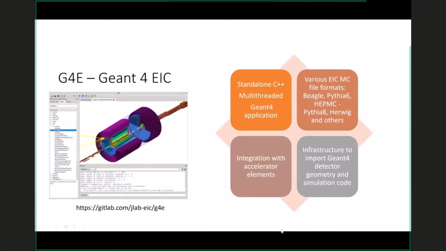So g4e stands for Geant4 for EIC. I already told it. It's a standalone C++ Geant4 application. So if you're familiar with Geant4 extended examples, if you are a Geant4 expert, it should be easy for you to navigate inside this g4e. It can open various common EIC Monte Carlo files like HepMC, Pythia, Herwig, BeAGLE, and others. It also has an integration with importing accelerator elements, so now it has two beamlines, JLEIC and eRHIC. And it has some internal infrastructure, so it's easier for you to import detectors and geometry elements and do some sort of operations that you need to do for the Yellow Report detector studies. If you would like to go to its site, it's on the bottom, and I will show this link several times.